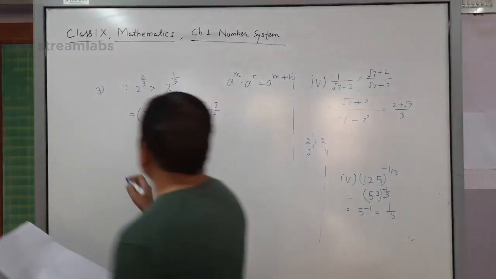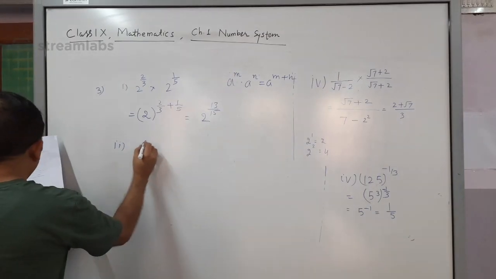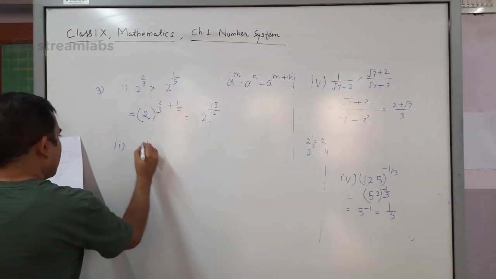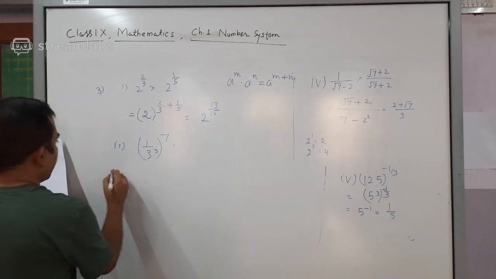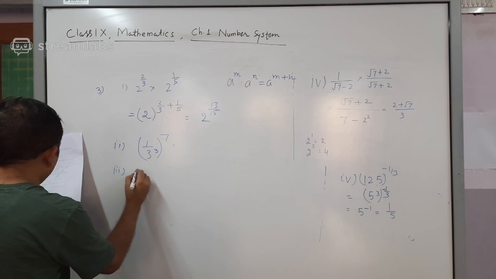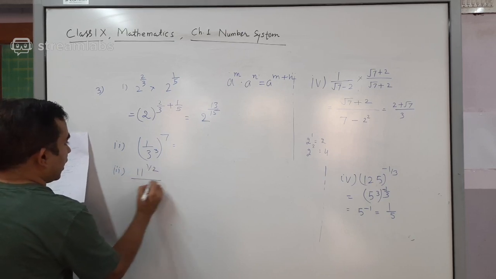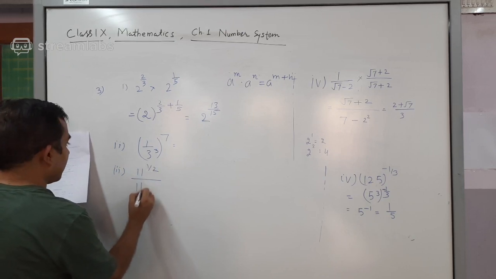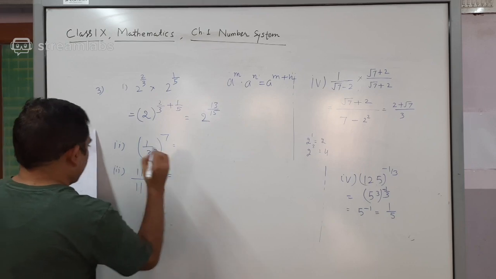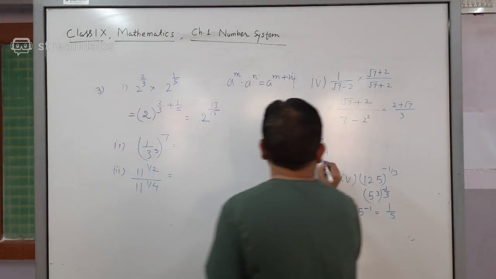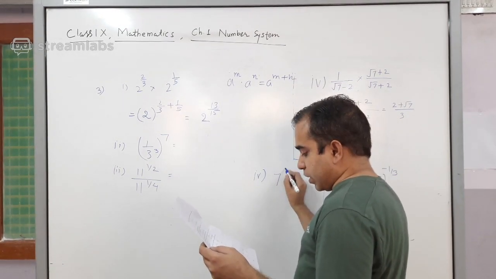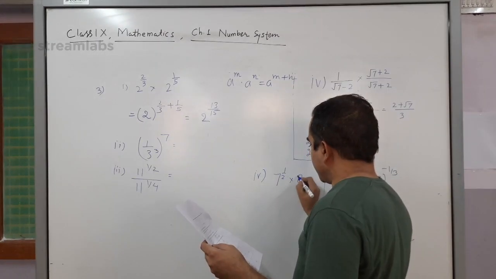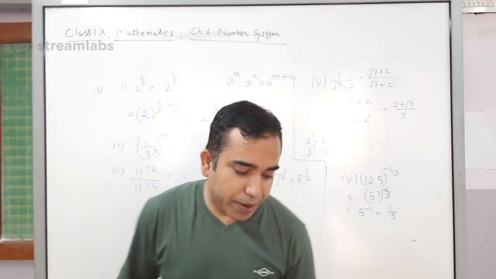One more question. 1 upon 3 cube whole power 7. You can think what should be its solution. Another is 11 to power half upon 11 to power 1 by 4. That also you can think. And fourth one is 7 to power half into 8 to power half. Right.